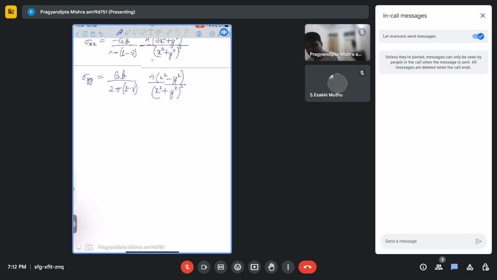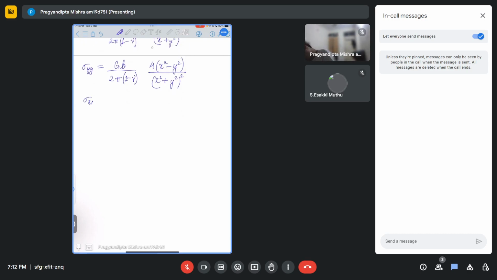Then sigma xy will be equal to, so the only non-diagonal component that we'll have here is xy, gb divided by 2 pi times (1 minus nu). This part will be common all the time. x times (x squared minus y squared) divided by (x squared plus y squared) the whole squared.